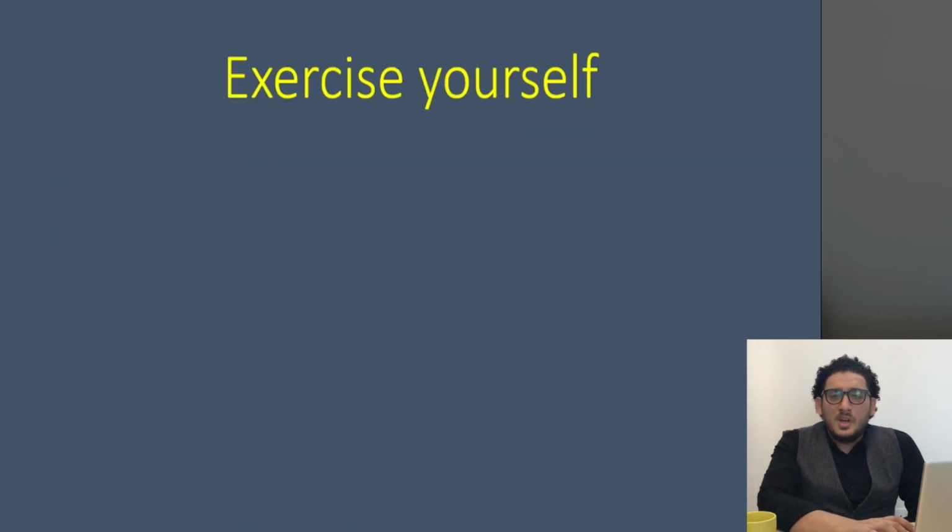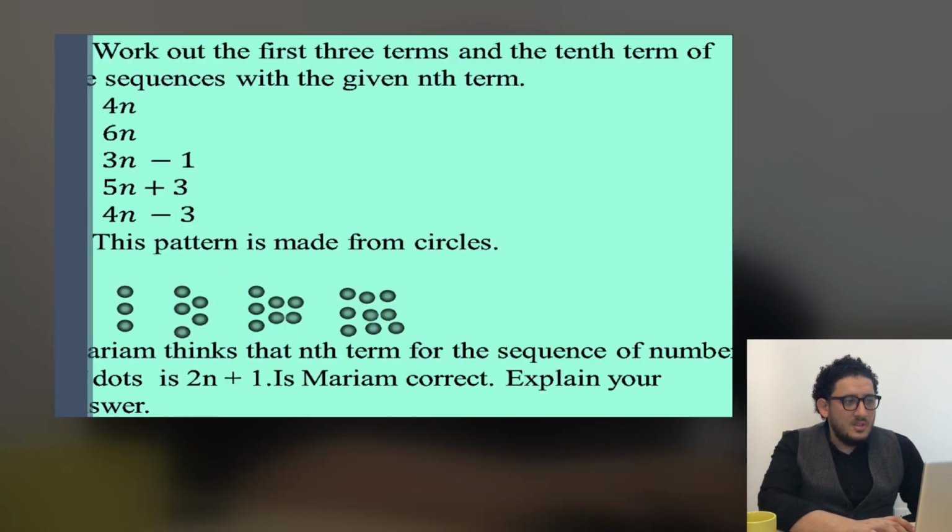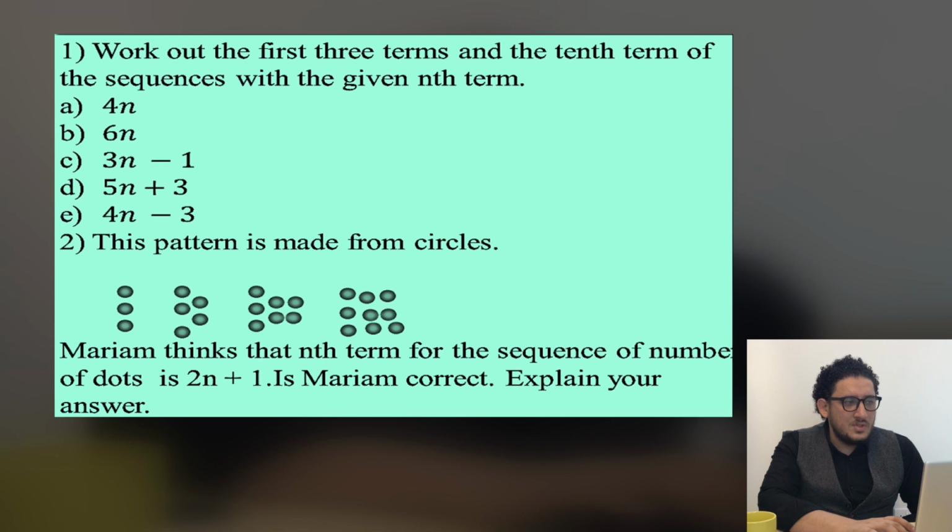Now I want you to exercise yourself with this exercise. We have 2 questions here. The first one is about working out the first 3 terms and the 10th term of the sequence with the given nth terms. You have here 5 position to term rules. And the second question is a pattern made of circles. And I want you to read the question carefully.